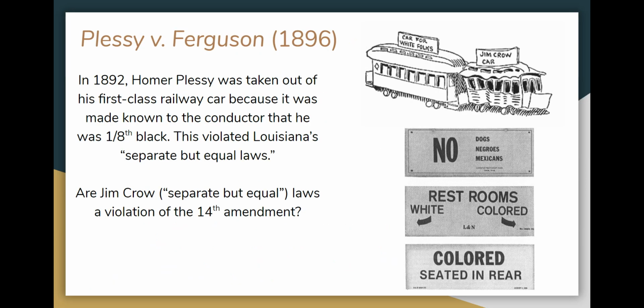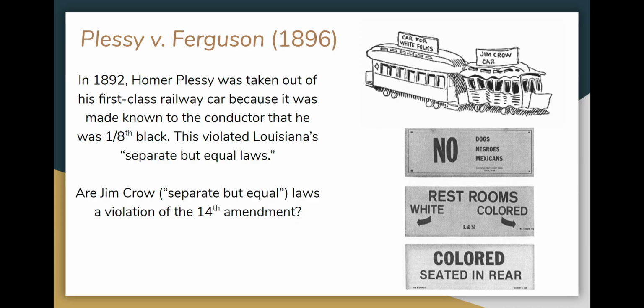Plessy versus Ferguson. So now it's 1896. This is after the Civil War. Slavery is gone. But it's also right after Reconstruction, so the time period when they were figuring out how freedmen would adjust to society. So a group called the NAACP wanted to challenge certain laws that had been passed, Jim Crow laws, that had created separate institutions and facilities for blacks and whites.